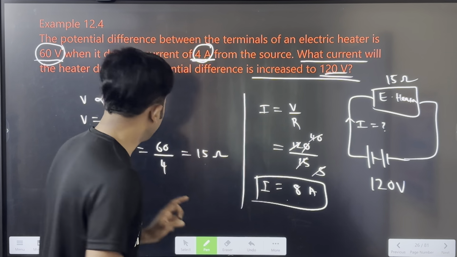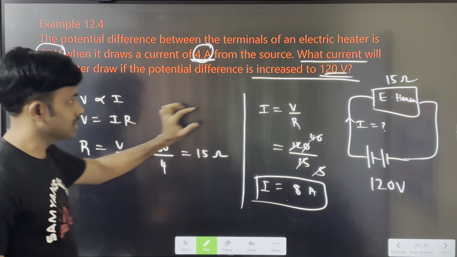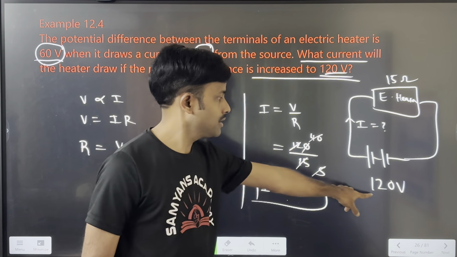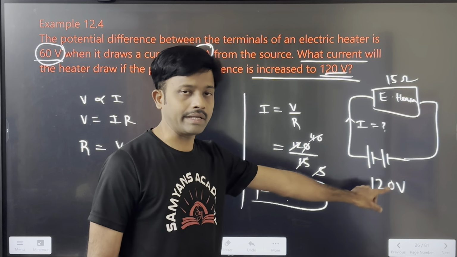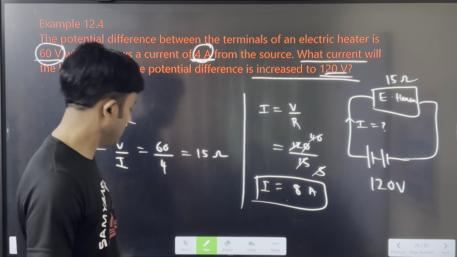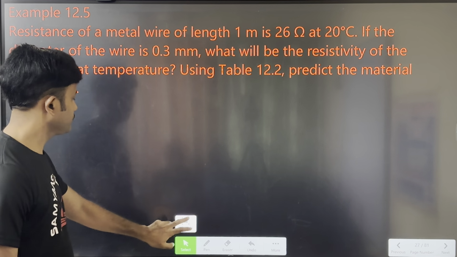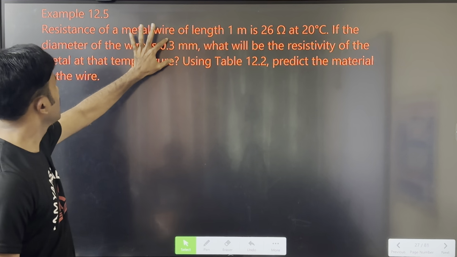Is it clear? But to find this, first you find the resistance value and use this resistance value here when the source increases to 120 volt. Then the current value is how much here? 8 ampere. So in this way we can do. Now here we have one more in-text question. Okay. Now see this.